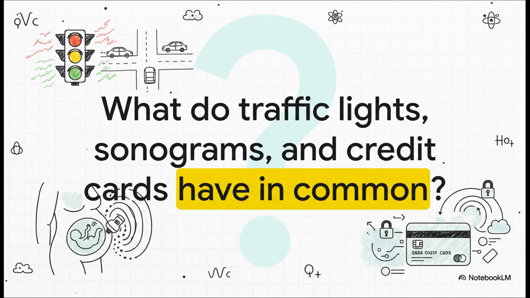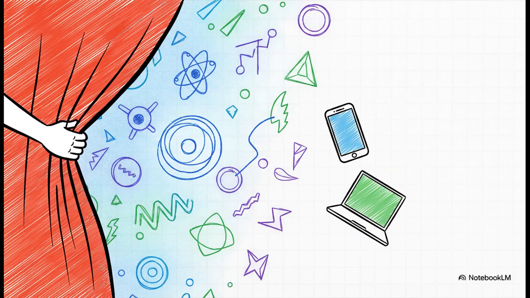Okay, so what do traffic lights, medical sonograms, and your credit card all have in common? I know, it sounds like the start of a really bad joke, right? These things seem totally random. But what if I told you there's a hidden connection, that they're all powered by the exact same set of, frankly, bizarre scientific rules? Yep, the secret ingredient here is quantum mechanics.